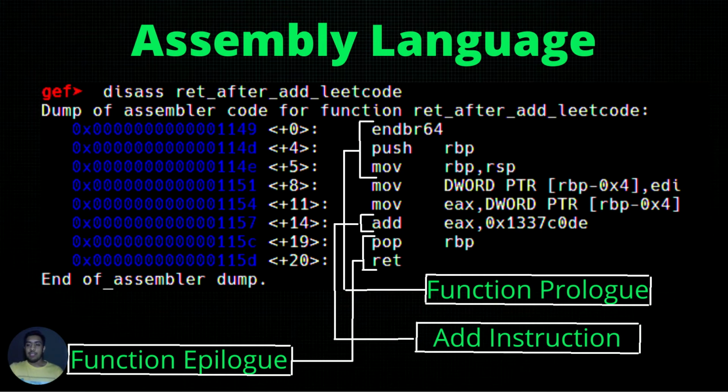The add instruction adds 0xleadcode to EAX, which initially stored the value of the argument. The last two lines are known as the function epilogue and always appear at the end of any function. Pop RBP restores the saved value of the RBP register, and return instruction returns the control of the program to the calling function.